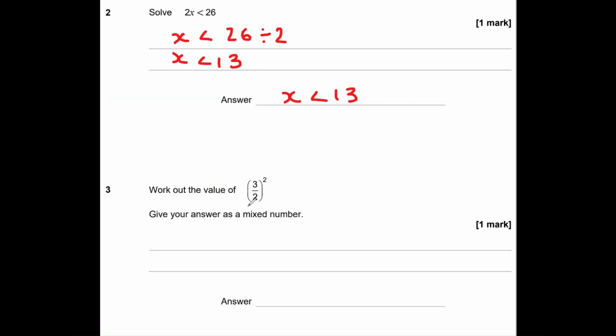Question 3 says, work out the value of (3 over 2) squared. Give your answer as a mixed number. Now, these brackets only mean that the squared is going to be applied to the numerator as well as the denominator. So we can also write this as 3 squared over 2 squared. 3 squared is 9, 2 squared is 4. This can be written as 2 whole 1 over 4 as a mixed number.